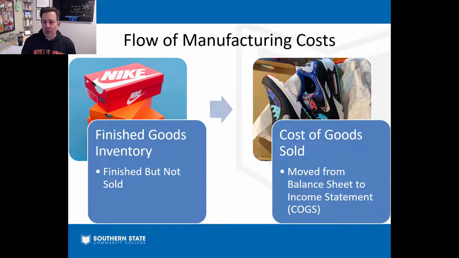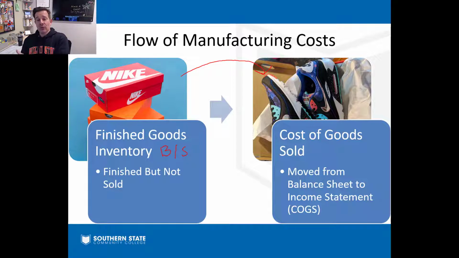Once it gets sold, it goes from the balance sheet on inventory to cost of goods sold, right? You all remember cost of goods sold, an income statement account. So that's kind of the flow. When it's inventory, it's on the balance sheet. When it sells, it goes to the income statement, cost of goods sold.